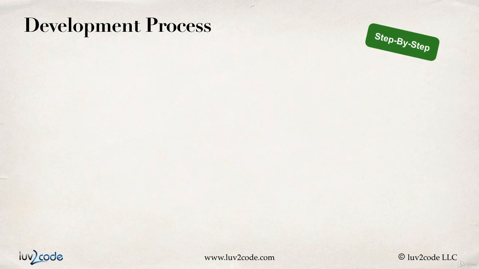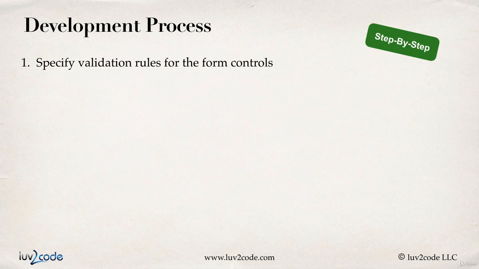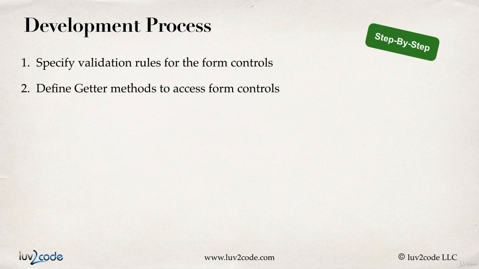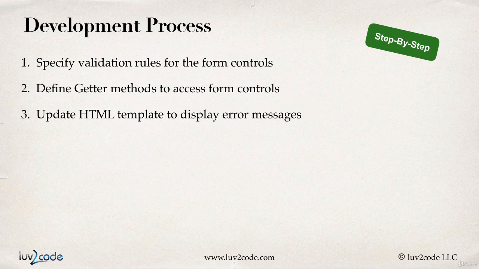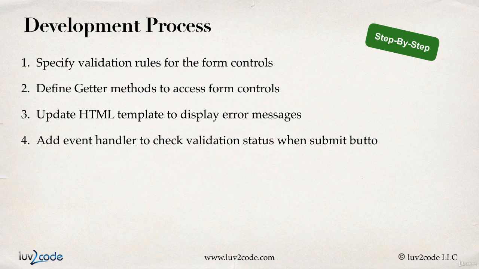Alrighty, so here's our development process. The first step is specifying the validation rules for the form controls. Then we define the getter methods to access the form controls. Next, we update the HTML template to display the error messages. And then finally, we add the event handler to check the validation status when the submit button is clicked.